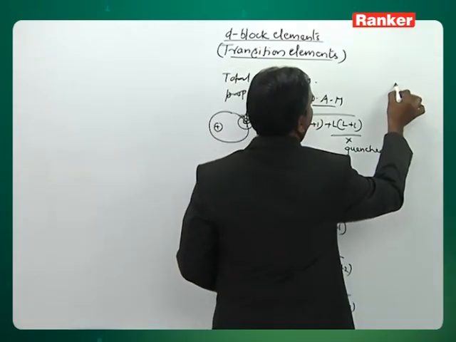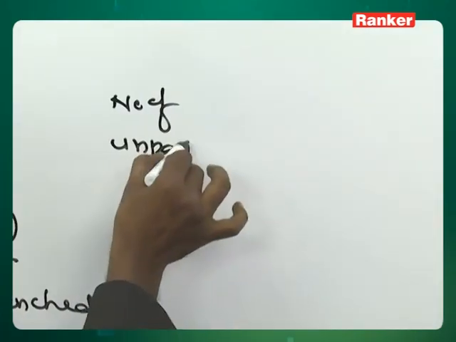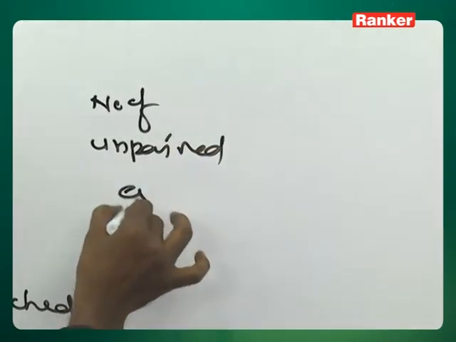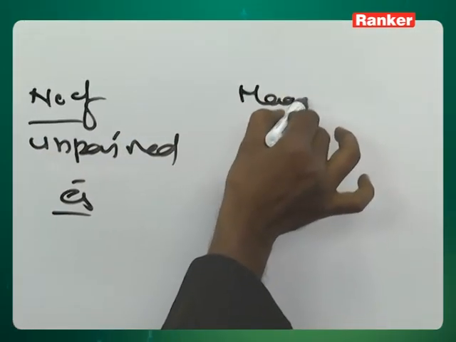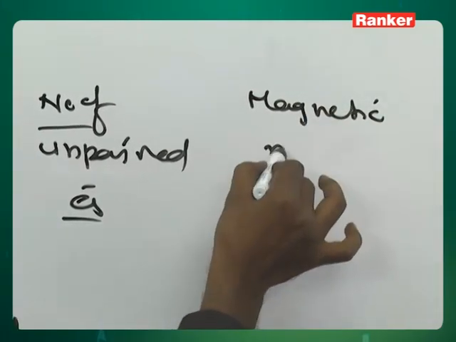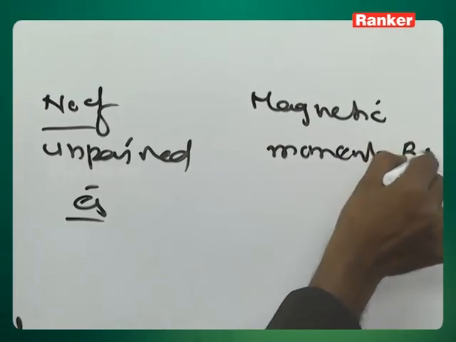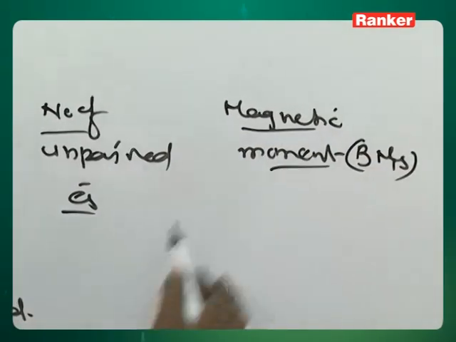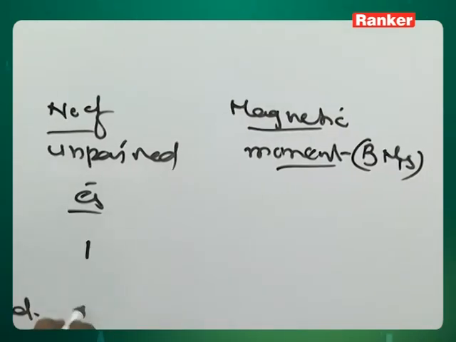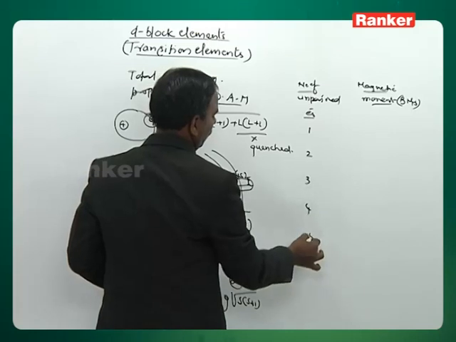What I am writing, look at the board. Number of unpaired electrons and magnetic moment in BM. Now, one unpaired electron, 2, 3, 4, 5.